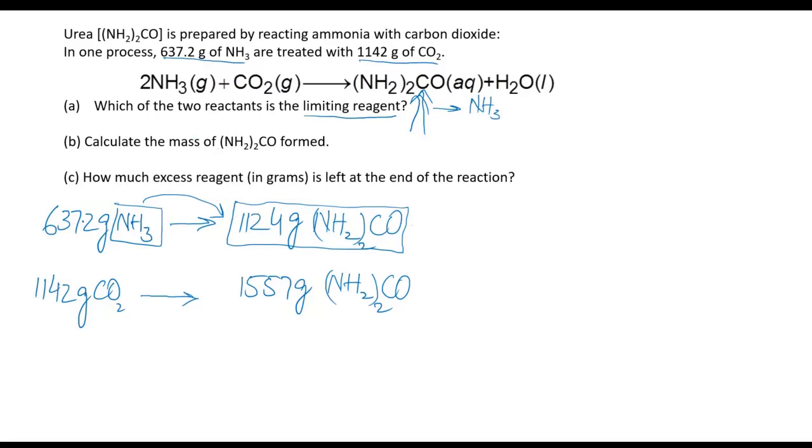Now calculate the mass of urea formed. What is the actual mass? The first one or second one? First one, because after making 1124 gram of urea, this ammonia is finished. If ammonia is finished, to which compound will this carbon dioxide react? It will not react with any ammonia because we don't have ammonia. So it means our reaction will stop at 1124 gram of urea. So 1124 gram of urea is actually produced. This is the answer of the second question.